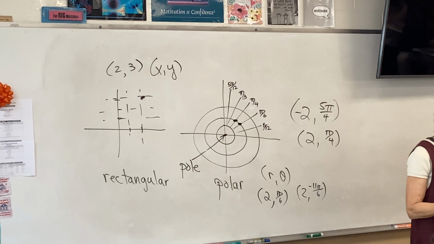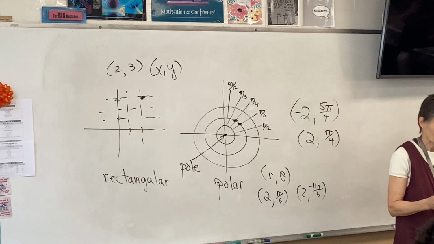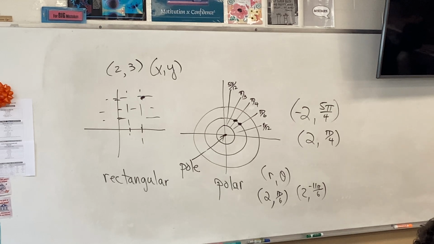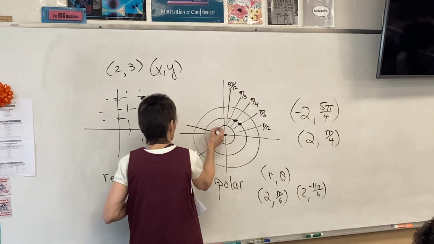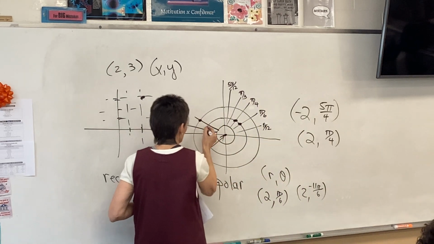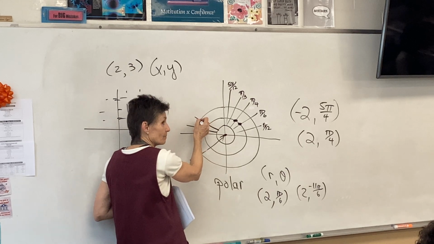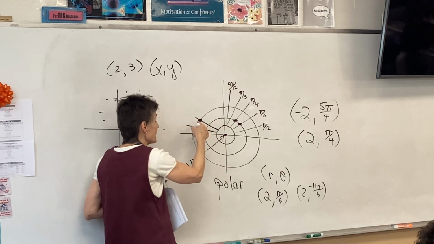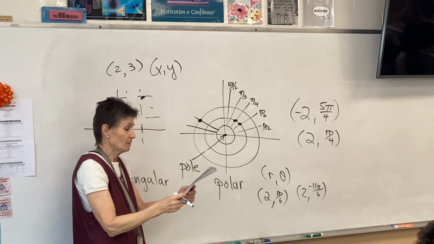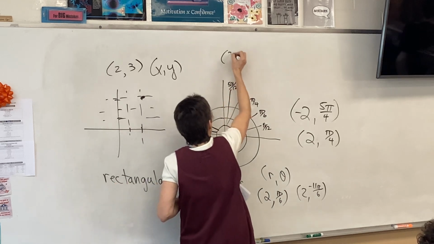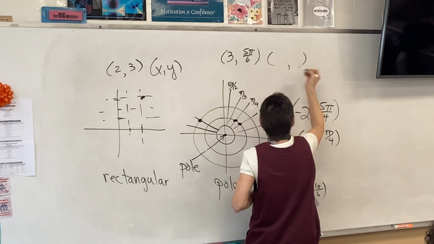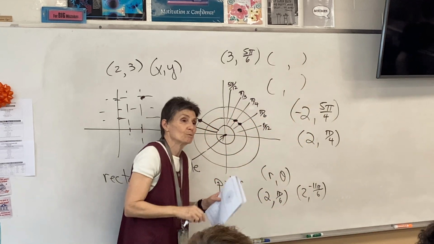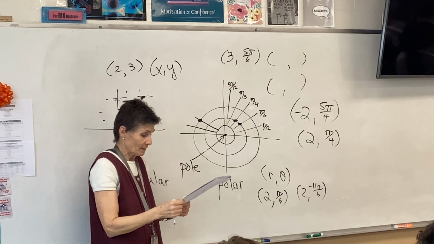All right, now you try it. Number 3, plot the point 3 comma 5 pi over 6. This is example 3. Plot 3 comma 5 pi over 6. Hopefully you're plotting it about like right here. Now name that point a couple of different ways. So the point 3 comma 5 pi over 6 can be renamed lots of different ways. Can you rename that point 2 different ways?